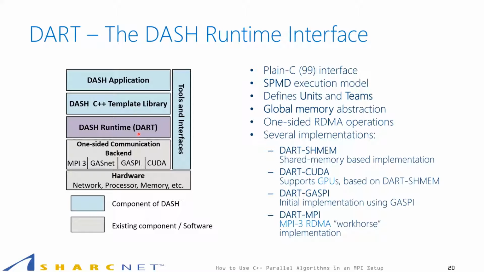DART is developed in a plain C99 interface. It uses SPMD, or single program multiple data execution model, and it defines units and teams. It supports one-sided RDMA operations, and there are several implementations of DART for different middleware layers. For example, GASNet, GASPI, CUDA, and MPI3 RDMA, which is the default workhorse.